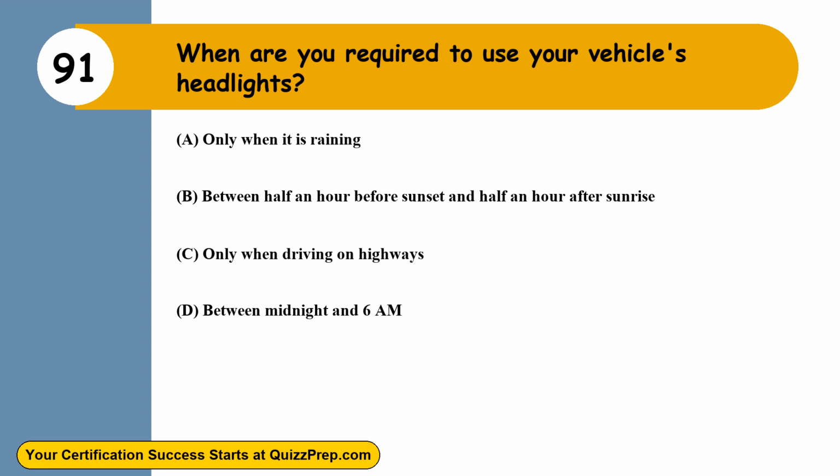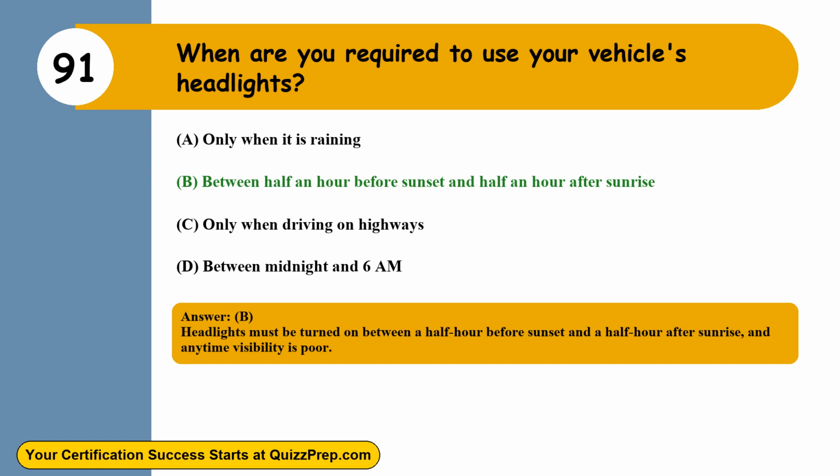Option B, between half an hour before sunset and half an hour after sunrise. Option C, only when driving on highways. Option D, between midnight and 6 a.m. The correct answer is option B, between half an hour before sunset and half an hour after sunrise. Headlights must be turned on between a half-hour before sunset and a half-hour after sunrise, and anytime visibility is poor.